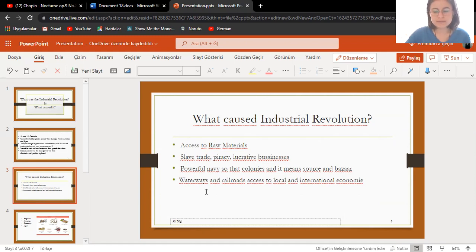And also waterways. Canals were built on the rivers of Britain at that time to allow ships to transport goods, and that means local and international economies. They could reach those parts of both the country and the world.